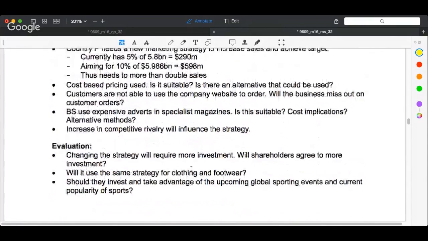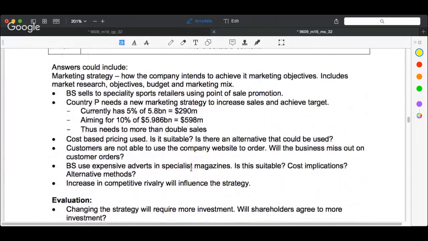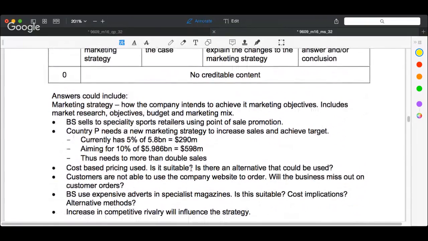One thing that is interesting is to work out where they are in the market. Are they the Mercedes or the Ferrari of sportswear manufacturing, or are they kind of the Honda, or the other end of the scale? It doesn't say there, but it says they use expensive adverts in specialist magazines. So what would that tend to indicate? It would mean that they are probably a bit higher end.